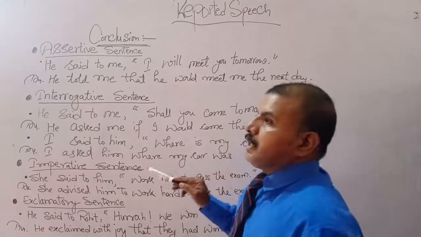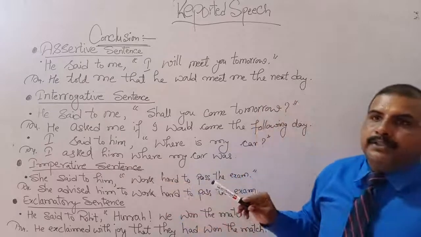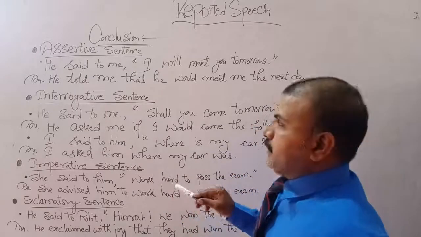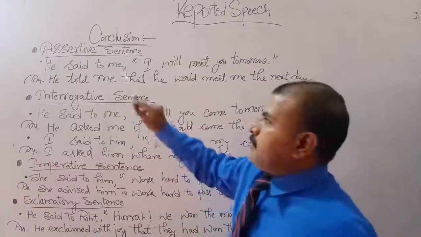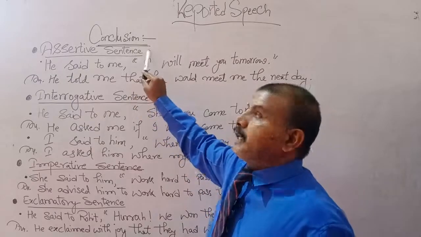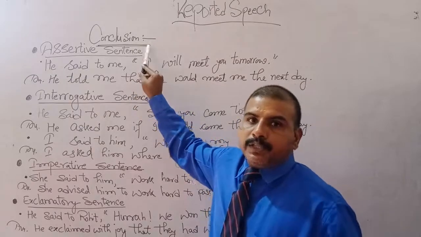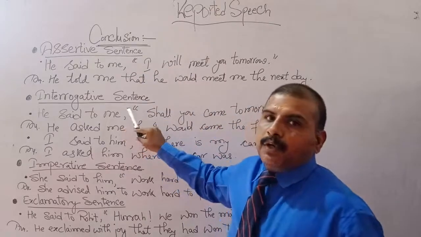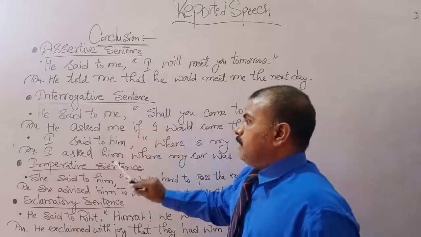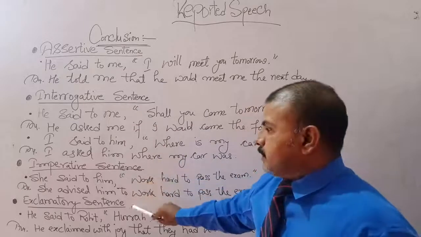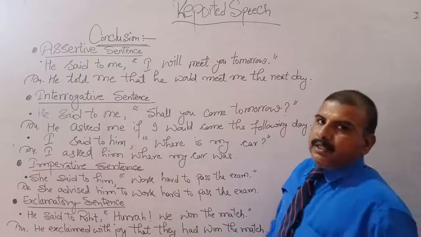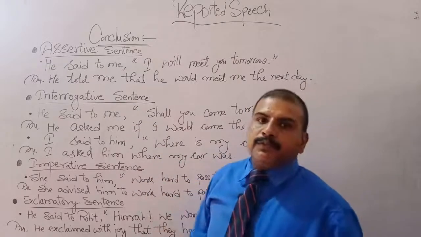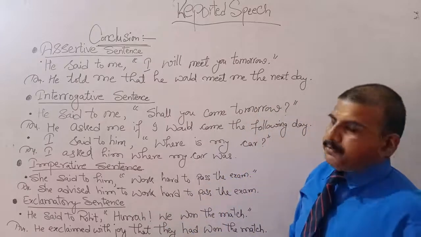As you know very well, there are types of sentences: assertive, also called declarative or statement sentence; interrogative, also called question sentence; imperative sentence; and exclamatory sentence. The exclamatory sentence is further divided into optative sentence.